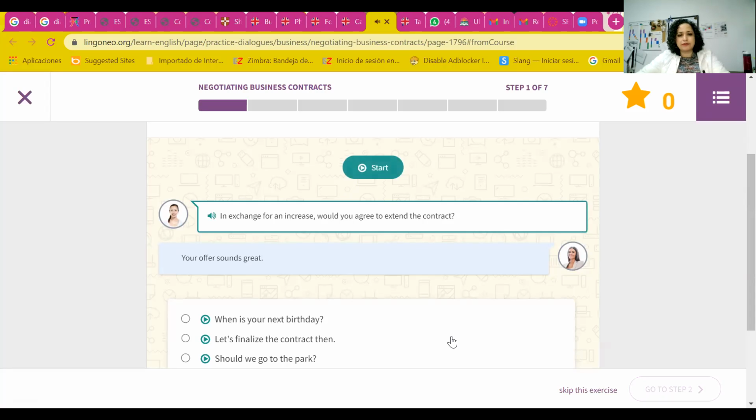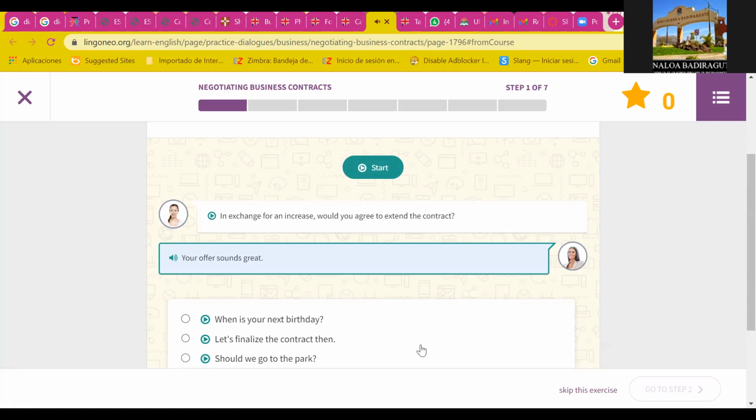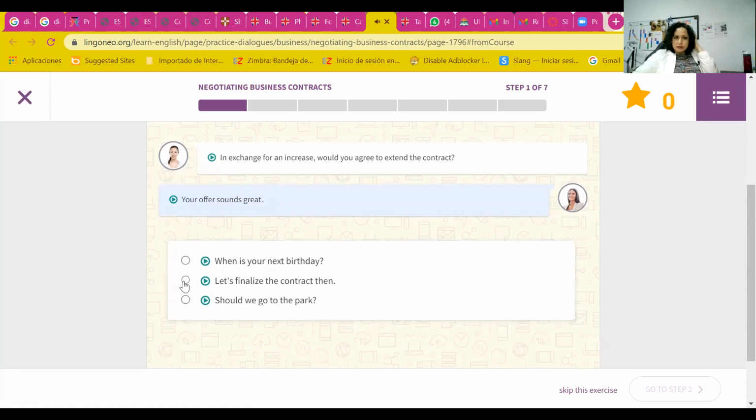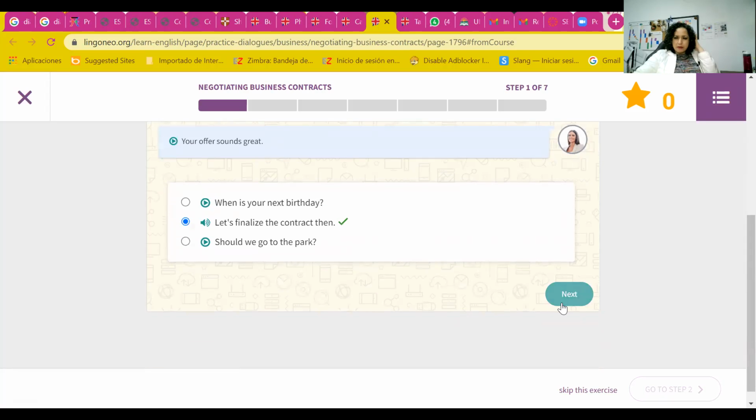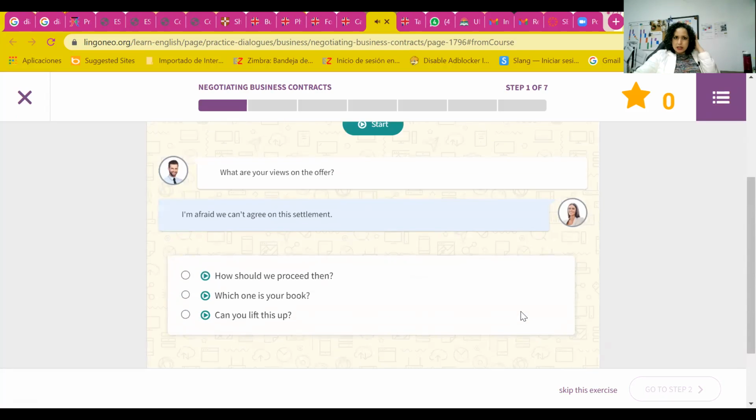In exchange for an increase, would you agree to extend the contract? Oh, I went back Your to offer this one. sounds great. I went back to this one. I had to click on that one. Next. Let's finalize the contract then.